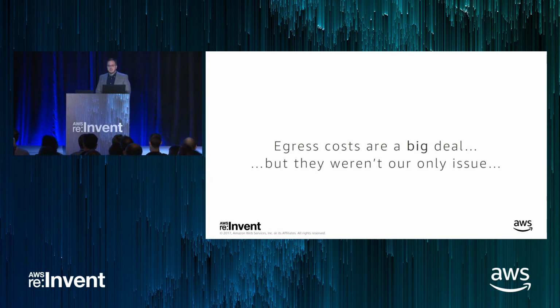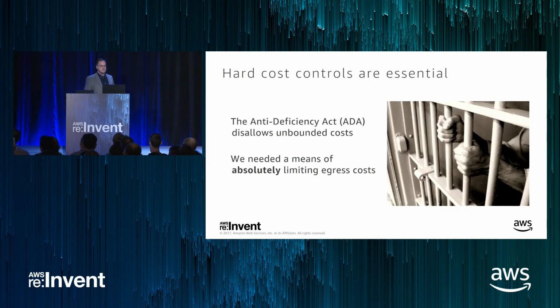But it wasn't our only issue. We have another piece of this. By virtue of being a federal agency, there is this thing called the Anti-Deficiency Act. And the Anti-Deficiency Act basically states that we can't have an unbounded cost. So you line that up against something like elastic compute, where we can just turn the knob and it goes faster, or it goes more. We needed a way of managing our egress costs.